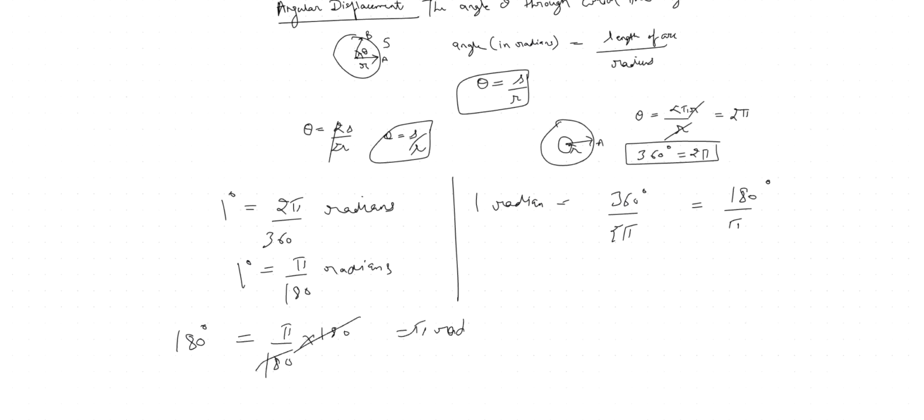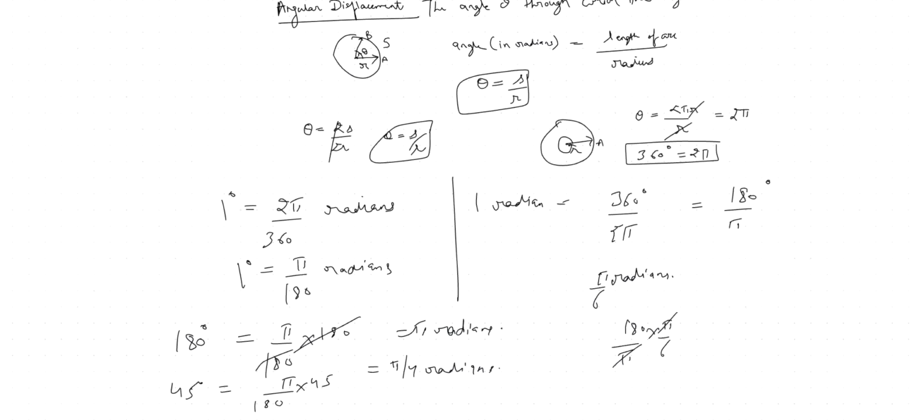One more example, if I have to write for 45 degrees, in 1 degree there are pi by 180 radians. So in 45 degrees there will be pi by 180 into 45. So this will be equal to pi upon 4 radians. Similarly, from radians to degrees, if I give you pi by 6 radians and ask you to convert it into degrees, 1 radian is 180 degrees by pi. Pi by 6 radians will be 180 by pi multiplied by pi by 6. Pi and pi cancel out, and it is equal to 30 degrees.